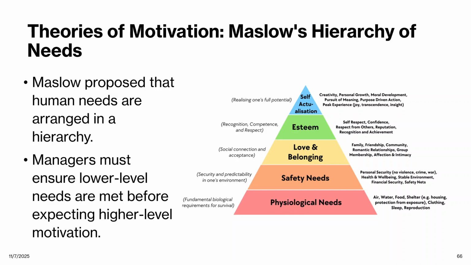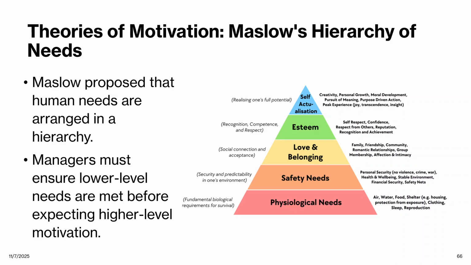So one of the theories we're going to look at as part of the spec is Maslow's hierarchy of needs. Maslow proposed that human needs are arranged within a hierarchy. Managers must ensure lower level needs are met before expecting higher level motivation. At the bottom of the hierarchy, we have physiological needs, such as air, water, food, shelter, such as housing and protection from exposure, such as clothing, sleep, and reproduction as well.